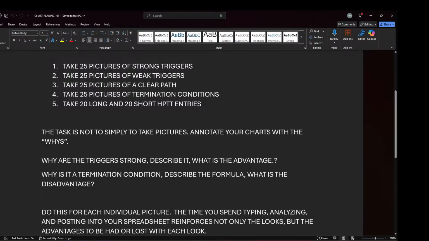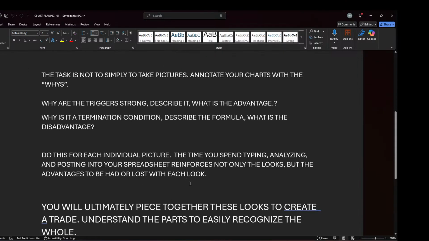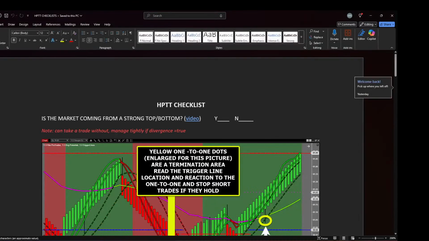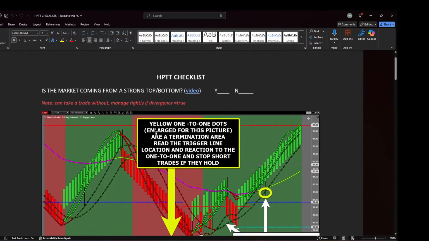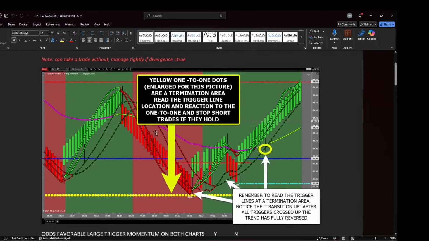Every time you look at your market, your brain is going to say, did I reach an area? Where are my triggers? Oh no, it's a termination condition. And then you'll have to make the choice. You'll have to choose not to trade. So go through this. Ultimately, you'll piece all these together and create a trade. But I'm telling you, from experience, teaching people how to day trade for years, learn how to identify them individually first so that you can turn them into trades.